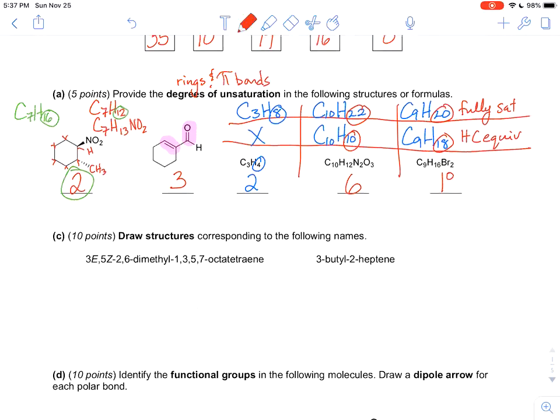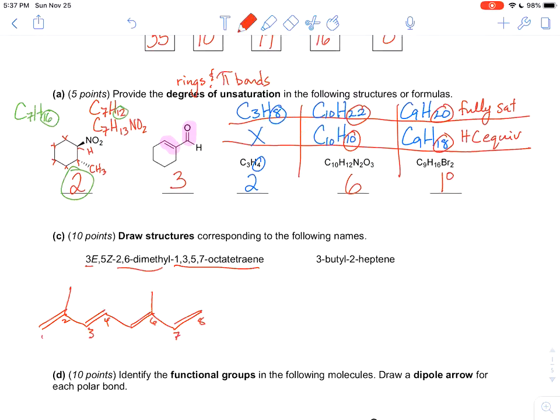Next, on part C, we're going to draw structures that correspond to these following names. We'll start with this octatetraene compound. There's double bonds on 1, 3, 5, and 7. I think 1, 2, 3, 4, 5, 6, 7, and I drew a couple too many. Okay, we're going to put double bonds between 1 and 2. Another one starting at 3. I'm going to move some stuff. Another one starting here at carbon 5, and the last one starting at 7. We're then going to add the 2 methyl groups, 1 on 2 and 1 on 6.